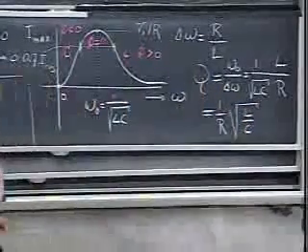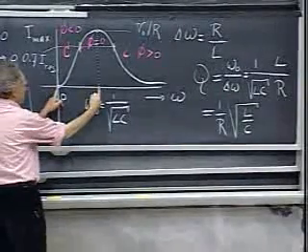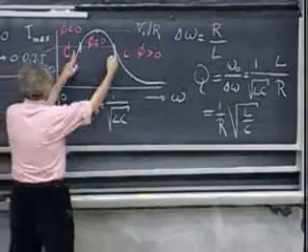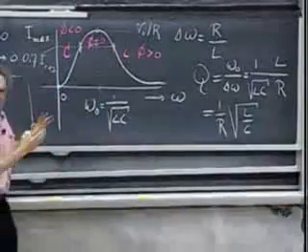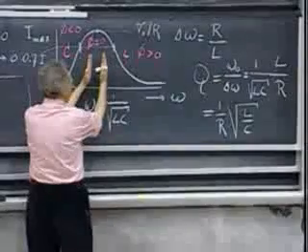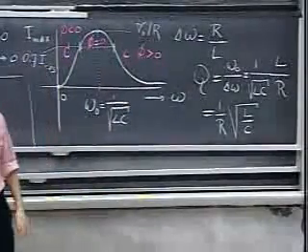And the quality is a measure for omega 0, which is this, what I'm pointing at now, divided by delta omega, which is this. So if the quality is high, this peak is relatively narrow, and if the quality is low, it's relatively wide.